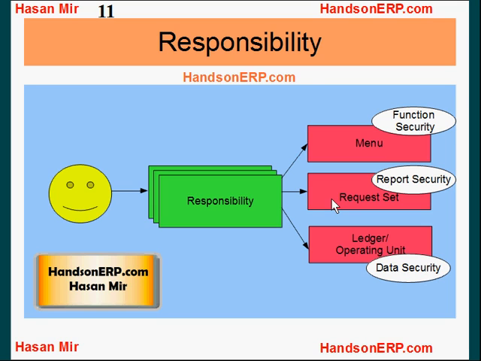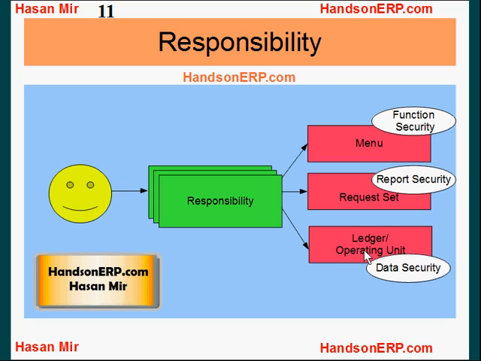This is how you control which group of users could run which reports. And finally, the responsibility also controls the data security. Okay, we understand the menu controls which screens users have access to, but let's say a user could go into a journal entry screen. After going into the journal entry screen, could this user see data for company 1 or for both company 1 and company 2? And that is controlled by the data security.